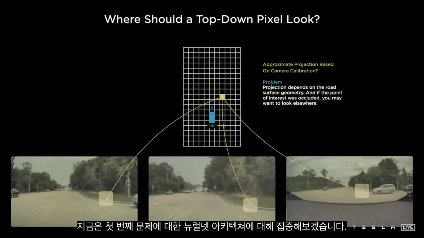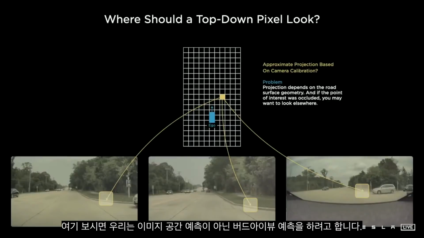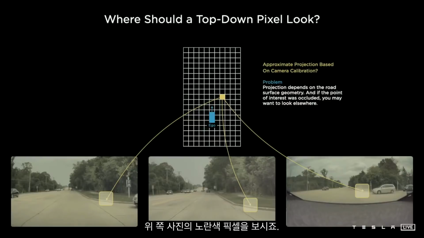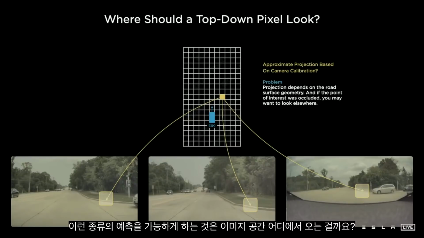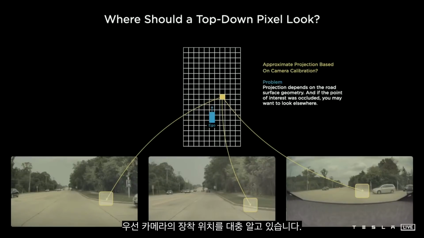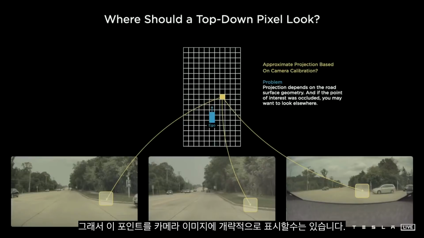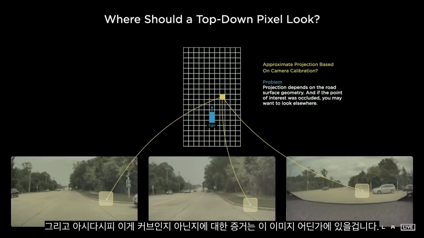So here's the rough problem, right? We're trying to have this bird's eye view prediction instead of image space predictions. So for example, let's focus on a single pixel in the output space in yellow. And this pixel is trying to decide, am I part of a curb or not, as an example. And now, where should the support for this kind of prediction come from in the image space? Well, we know roughly how the cameras are positioned and their extrinsics and intrinsics, so we can roughly project this point into the camera images. And the evidence for whether or not this is a curb may come from somewhere here in the images.